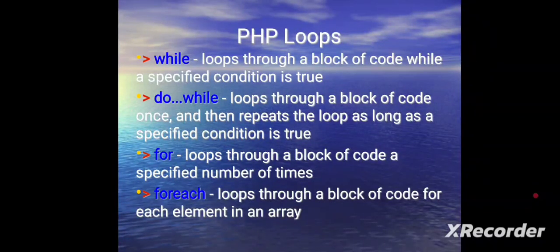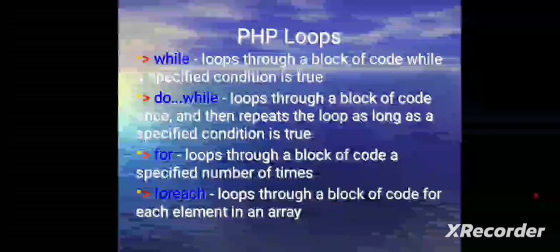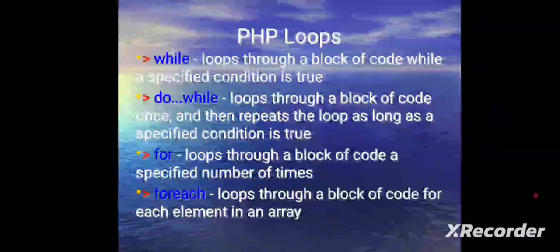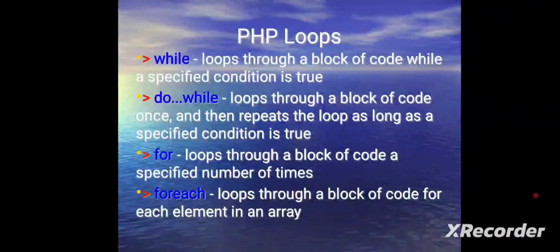The next one is PHP loops. We classify four types of loops: the first is while, next is do while, third is for, and fourth is foreach. The while loop loops through a block of code while a specified condition is true, like an if statement. The do while loop runs through a block of code once, then repeats the loop as long as a specified condition is true. The for loop loops through a block of code a specified number of times. The last one, foreach, loops through a block of code for each element in an array.